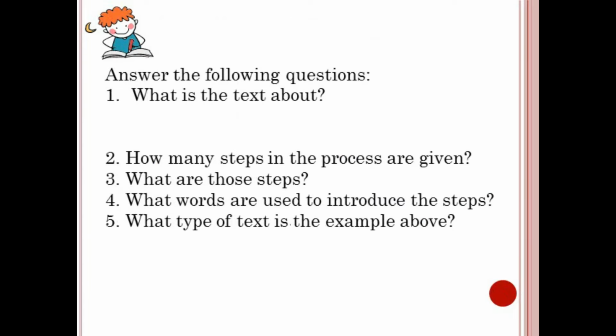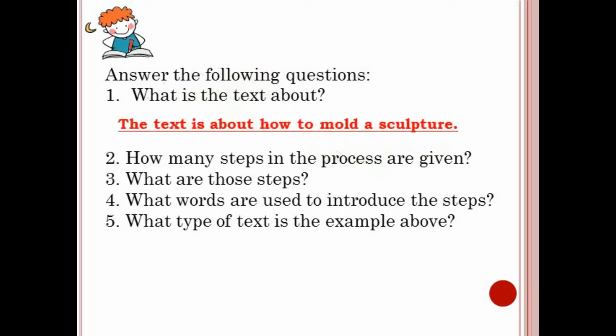Okay, answer the following questions. Number 1 is your bonus. What is the text about? Answer: the text is about how to mold a sculpture. Now do the rest of the activity.